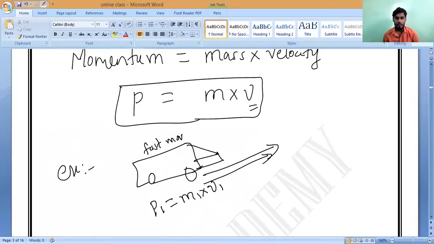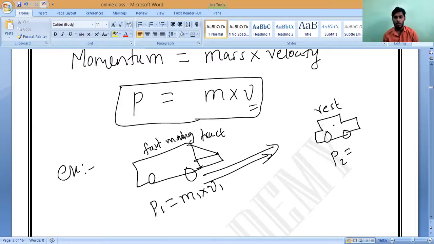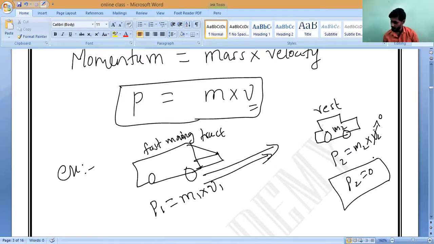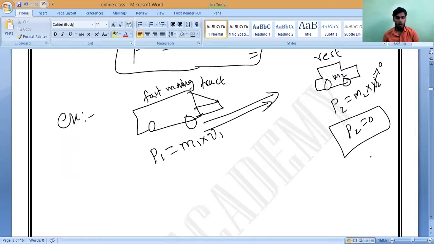This is the fast moving truck. Now the car is at rest. Initially, the car is at rest. I am giving an example, later I will explain very clearly. What is the momentum here? Let me consider P2. Mass is m2 and velocity v2 equals 0. So P2 is equal to 0. Is it yes or no? Yes, sir. So what is the total momentum?